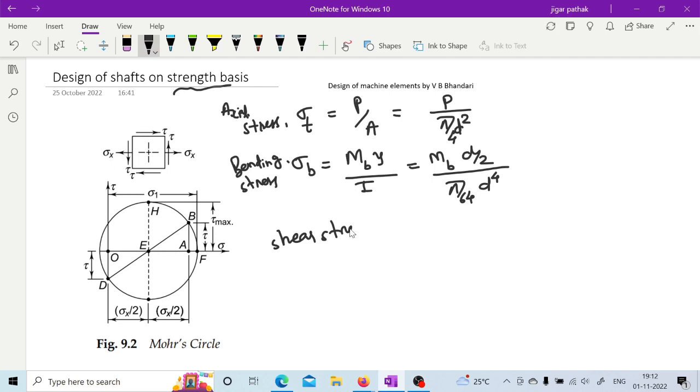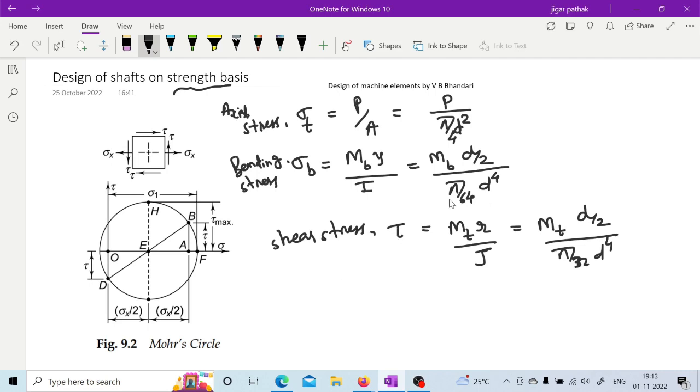So shear stress also, from the theory of pure shear, may be given by Tr by J, where T or Mt is the torque, r is again d by 2, and J is the polar moment of inertia, that is pi by 32 d raised to 4. This way you have these various stresses acting on your shaft.